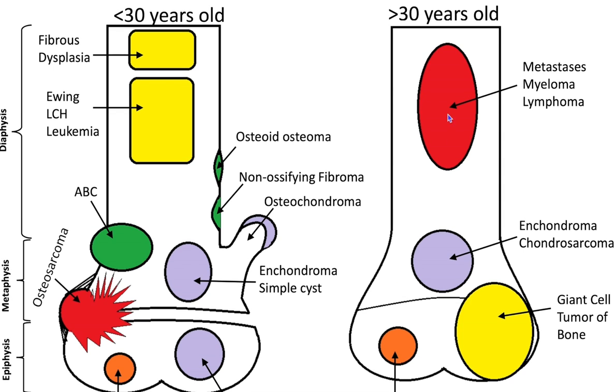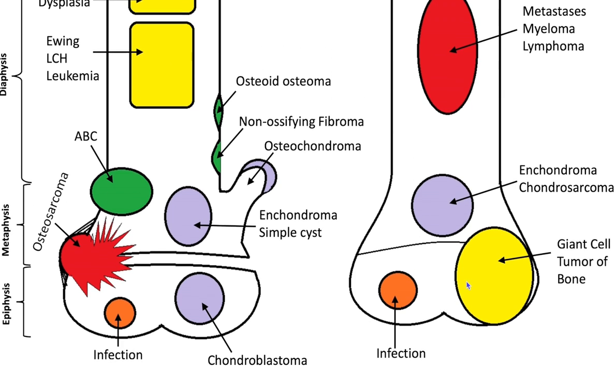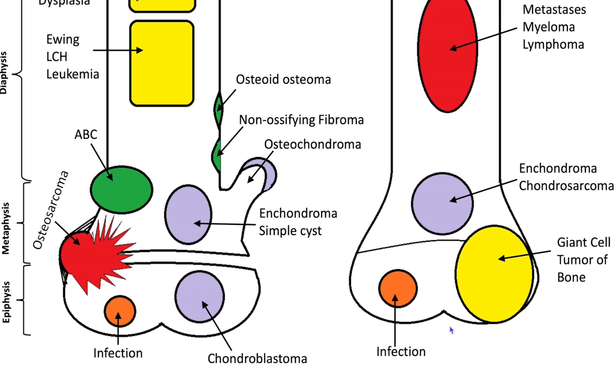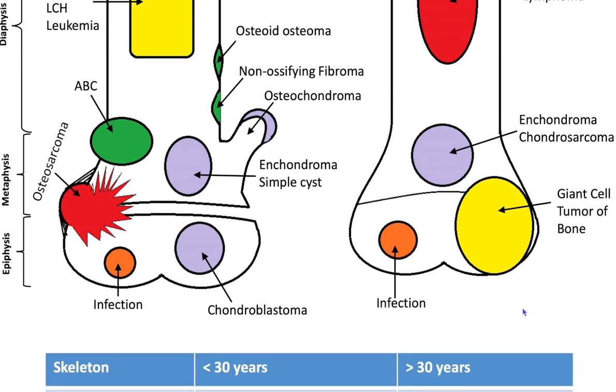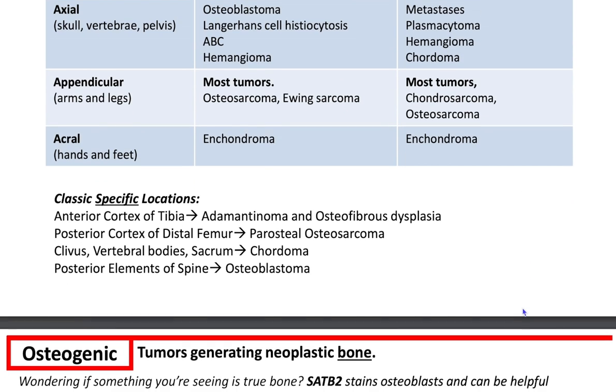In the diaphysis, you can get metastasis, myeloma, lymphoma. In the metaphysis, you can get enchondroma, chondrosarcoma. In the epiphysis, you can get infection and giant cell tumor of bone. So just put these in your Anki cards if you do Anki.